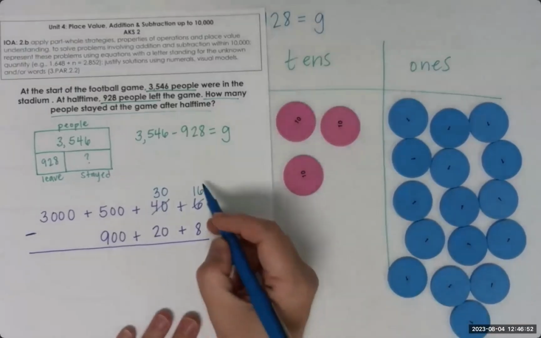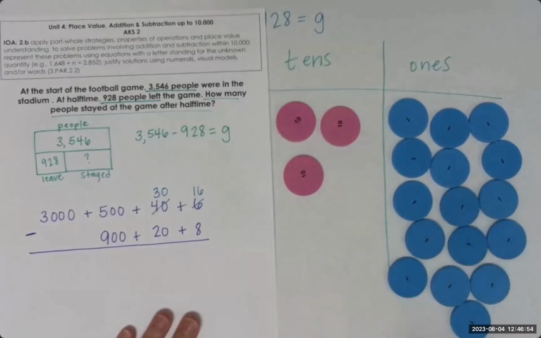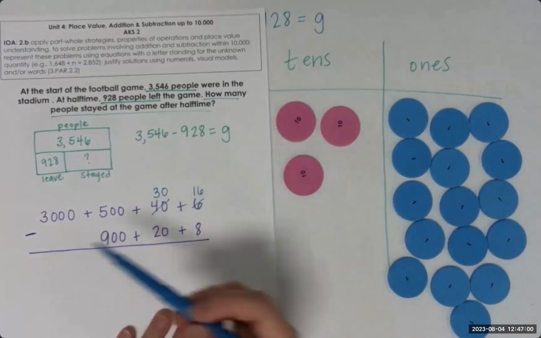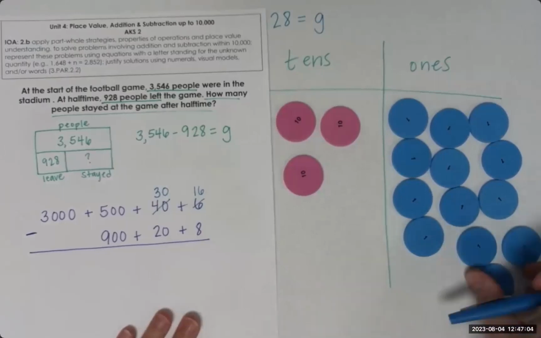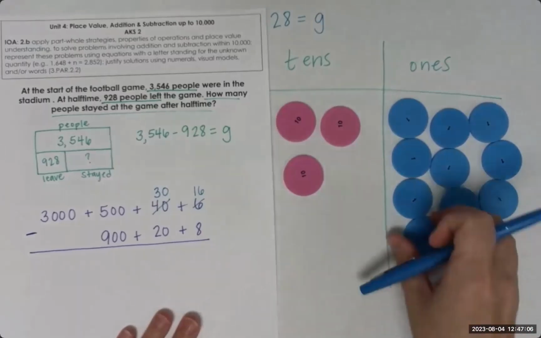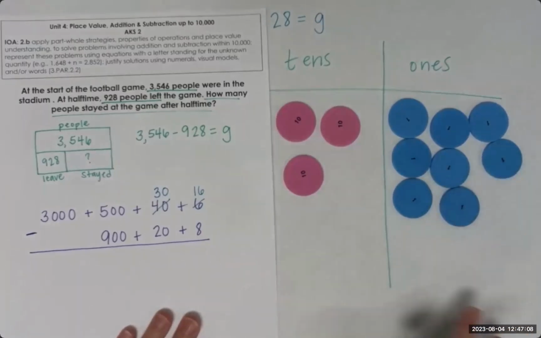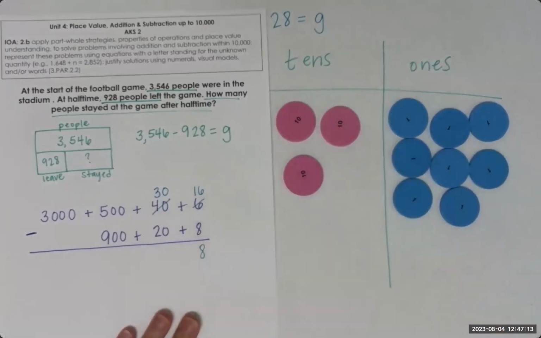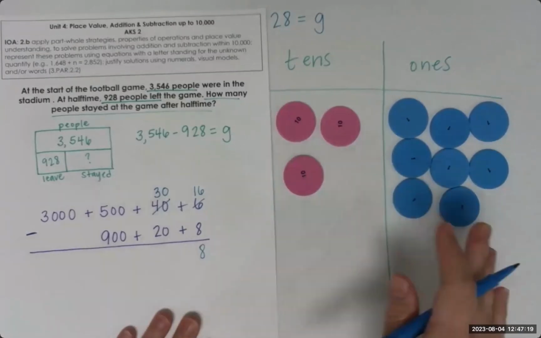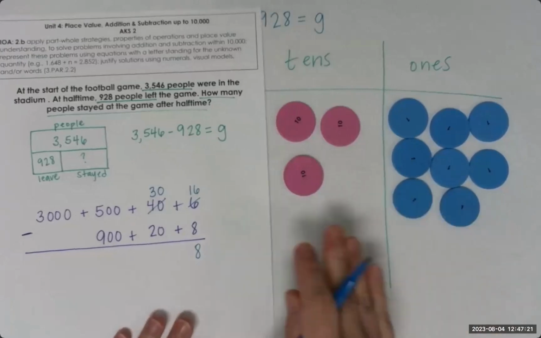So when I look at 16 minus 8, hopefully students remember that this is one of those double facts in reverse. So 16 minus 8, I could take away 8. 1, 2, 3, 4, 5, 6, 7, 8. And I'm left with 8. 16 minus 8 is 8. Awesome. I've subtracted in the ones place because I'm starting in that smallest place value.